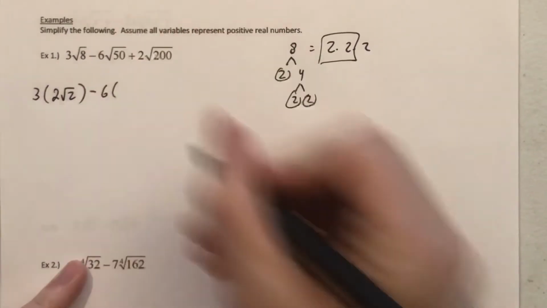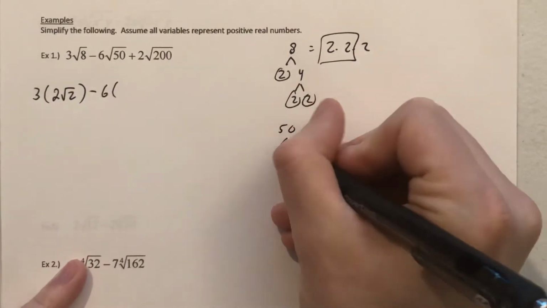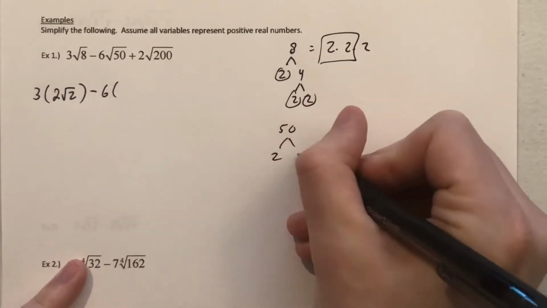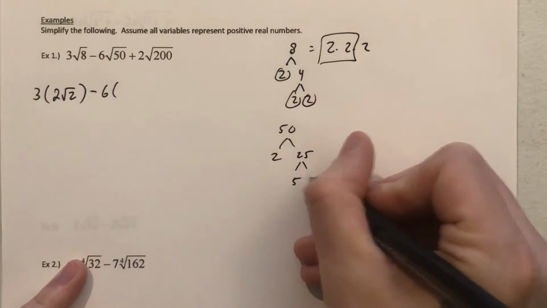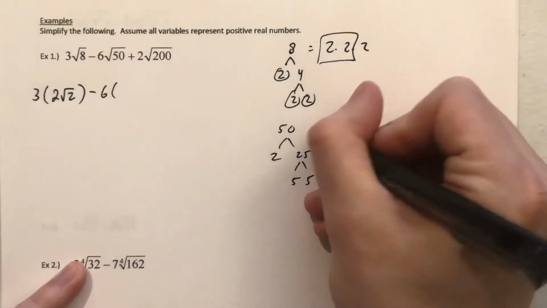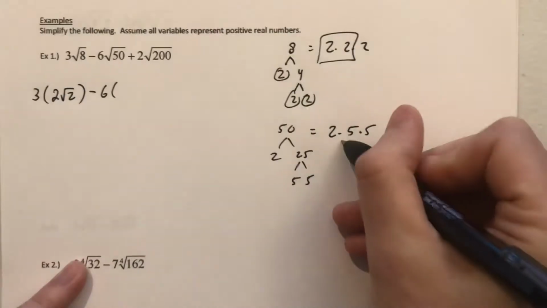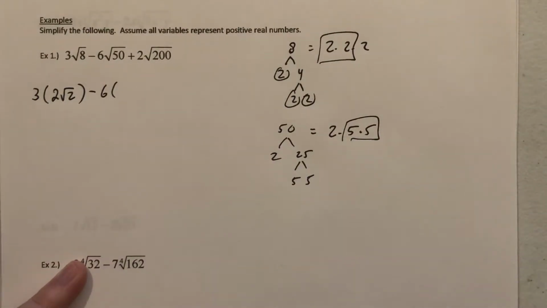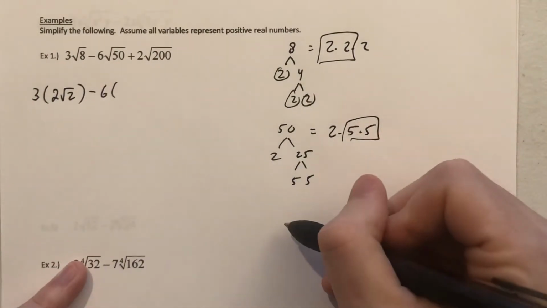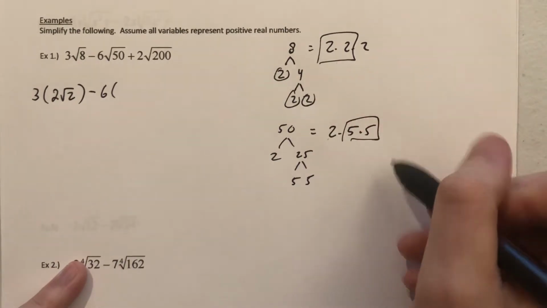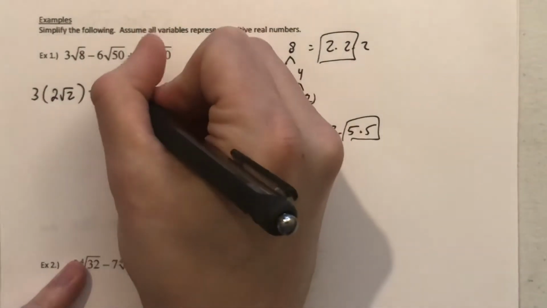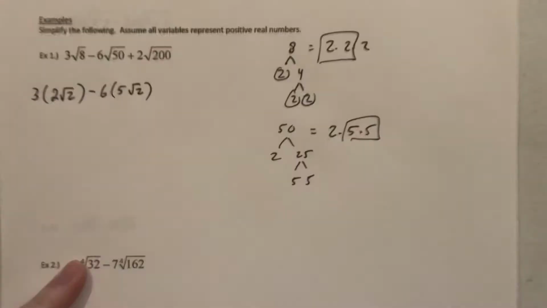Minus 6 times, all right, let's look at the 50. Breaking apart the 50 to 2 and 25, and then 25 is 5 and 5. So that's what 50 breaks down to. Well, there's a pair of 5s. 5s will come outside, 2 will stay inside, so the square root of 50 simplifies to 5 root 2.